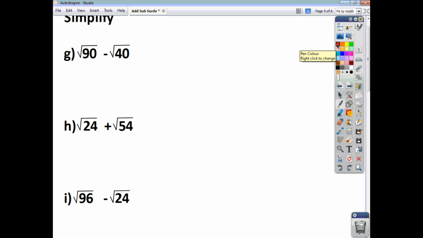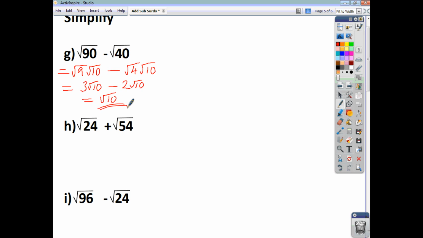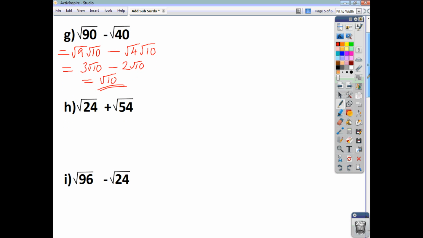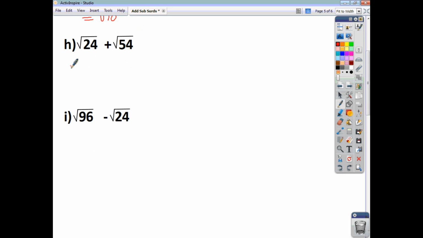Right, let's have a look at question G. Square factors of 90, you have 9, so that's the same as root 9 times root 10. And square factors of 40, you have root 4 times root 10. Simplify that, you get 3 root 10 minus 2 root 10, which leaves you with 1 root 10, or just root 10. And that's you finished. Okay? Let's have a look at question H.